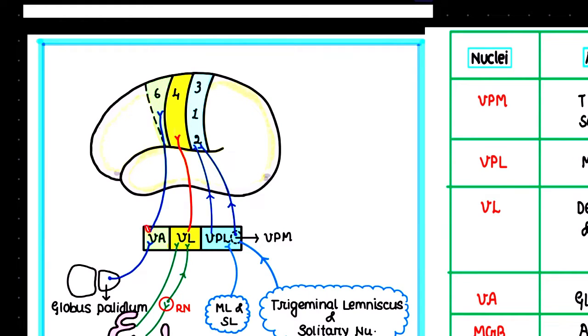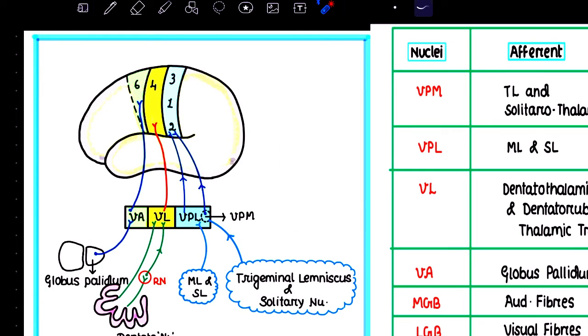So now let's begin here. If we talk about the ventro-anterior nucleus, it will receive afferent from our globus pallidus. Now globus pallidus, if you remember, is part of the lentiform nucleus along with the putamen, right. But this ventro-anterior nucleus receives afferent from globus pallidus only, right. And after receiving afferent from here, it will send efferent to our cerebral cortex, where? In the premotor cortex, that is Brodmann number 6.